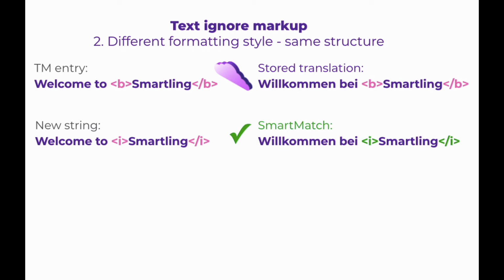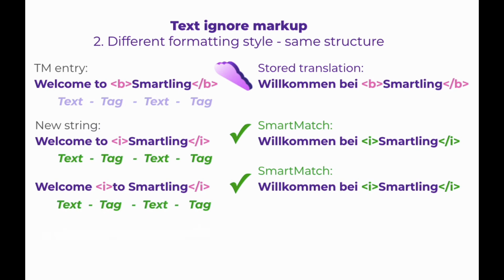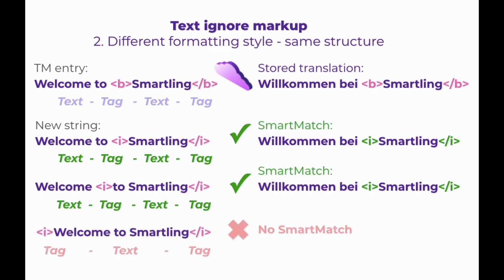The new tags can even be placed in a different position, as long as the overall structure of the string stays the same. In our example, the string from our translation memory has some text, then an opening tag to indicate the beginning of the bold formatting style, then some text in between the tags, and finally a closing tag to mark the end of the bold formatting style. In order for SmartMatch to work with different formatting tags, the new string needs to have this same structure: text, opening tag, text, closing tag. If the new formatting is moved to a different position, where the order of the text and tags no longer matches the string from the translation memory, SmartMatch does not work.